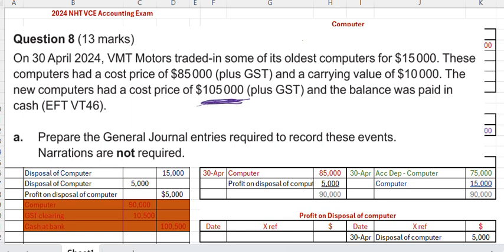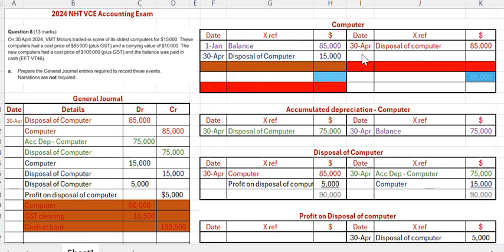It had a cost price of 105K plus GST. So the full amount of GST comes into play now. 10% of 105K is 10.5K. But be mindful that we need to discount this amount by the $15,000 trade-in value. So this is where we need to be a little bit careful with our entries, particularly when we are time pressured. Now, let's just have a look at our computer ledger here.